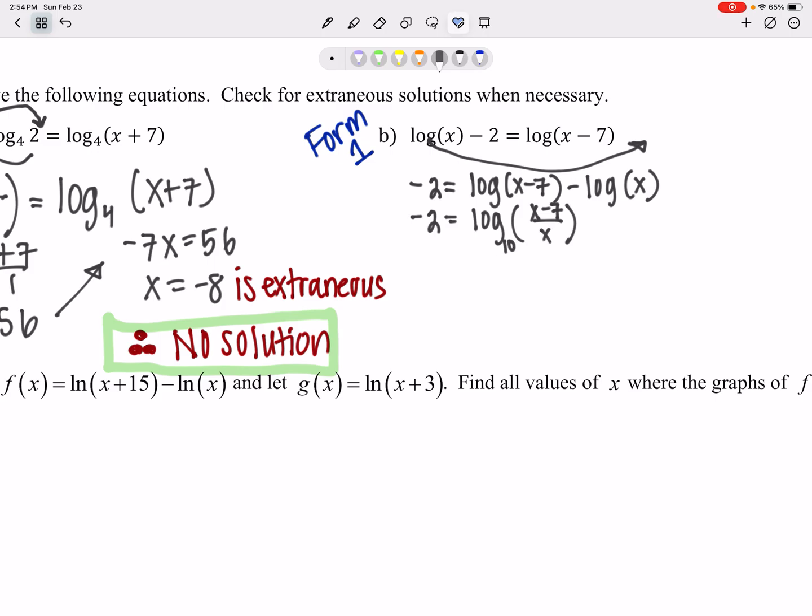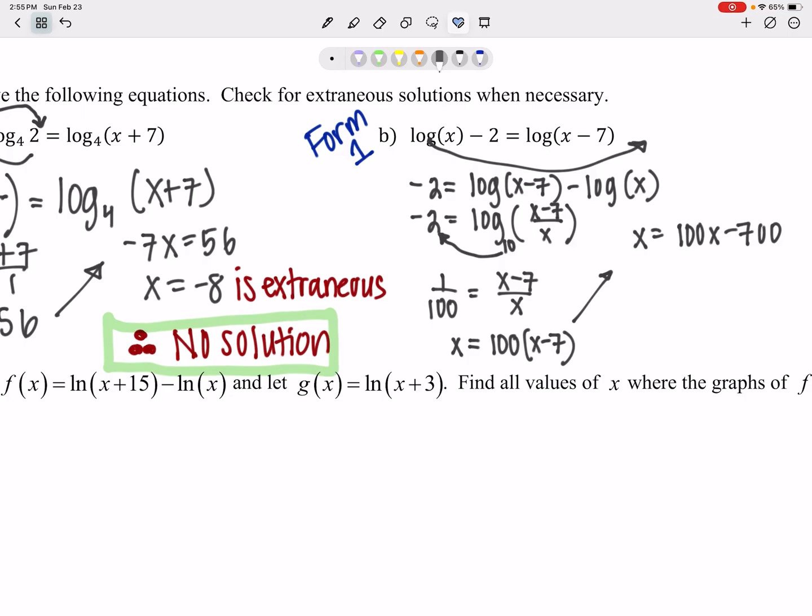And now this is a base 10. 10 to the negative 2 is 1 over 100 equals x minus 7 over x. I'm going to cross multiply. 1 times x is x. And then I have 100 times x minus 7. So I've got x equals 100x minus 700. I subtract 100x from both sides, which gives me negative 99x equals negative 700. Divide both sides by negative 99, and x equals 700 over 99, which is about 7.